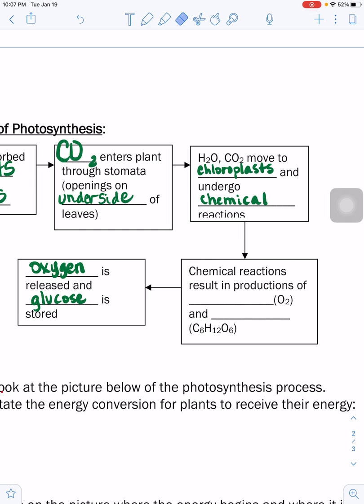Oh, whoops. Sorry guys, I didn't even follow my own arrows. Okay, so right here, see the arrow goes down? Water and carbon dioxide move to the chloroplast and undergo chemical reactions. These chemical reactions result in the production of oxygen. And we have the C6H12O6. That stands for glucose.